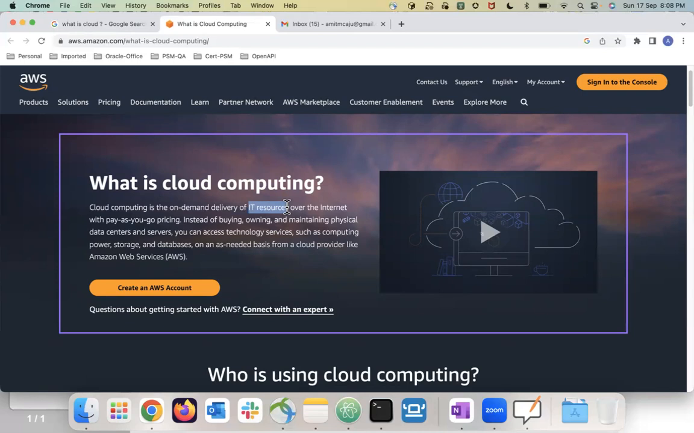You need to have a router in your house too, right? That is also a resource. What type of resource? It is an IT resource, an information technology resource. These wordings are very important. Once you understand them, you will get a holistic view of your understanding. So cloud is the on-demand delivery of IT resources over the internet. As I told you, over the internet means you need one internet connection.